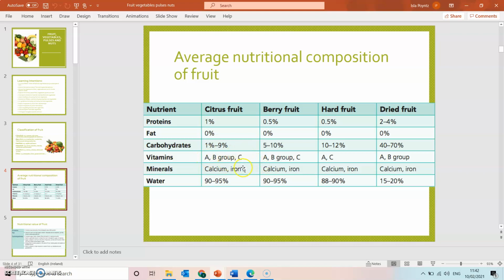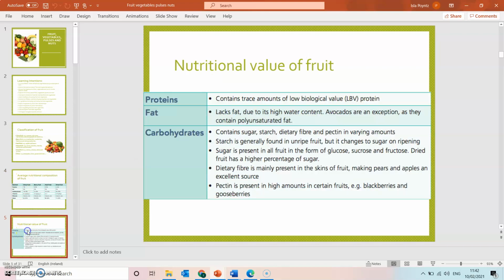So C particularly in your blackcurrants and your citrus fruits for your gums, okay? And a small amount of calcium and iron. So just going through that, we have LBV protein, lack of fat. If there is fat, it's polyunsaturated. Then we have sugar, starch, fibre and pectin. Starch in underripe fruit converts to sugar, and then as the fruit gets riper, it gets sweeter. Fibre in the skin and pectin in the cell wall, also helping your jam to set.